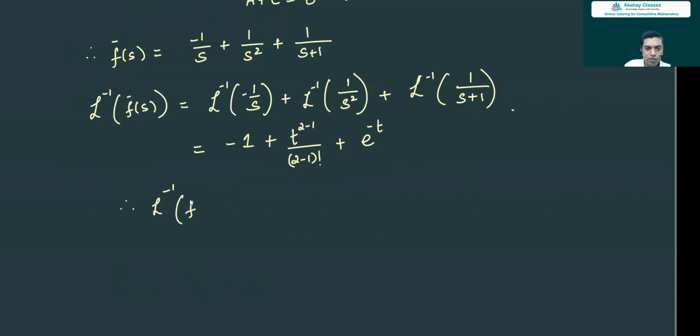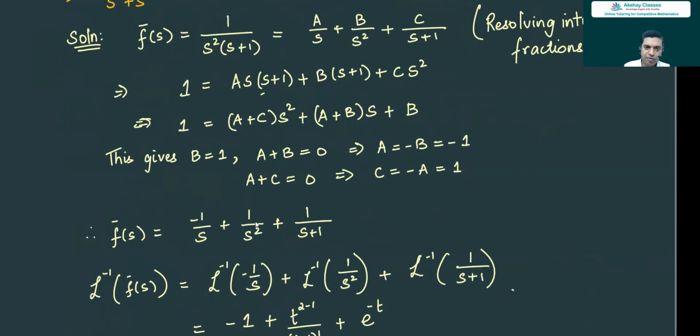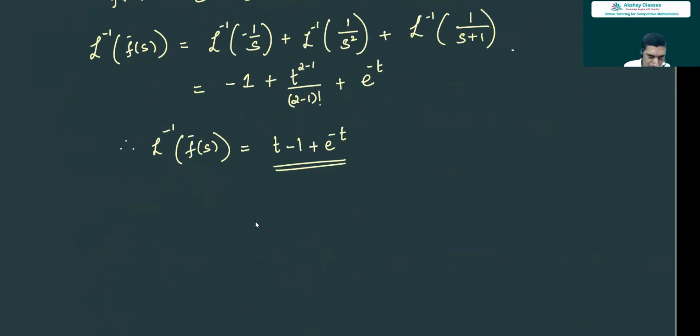Therefore, the Laplace inverse of this is minus 1 plus t plus e power minus t. Okay. So this is how we do it. It requires just practice. It is just a matter of decomposing the given expression into known forms, and after that, we just have to apply the formula.